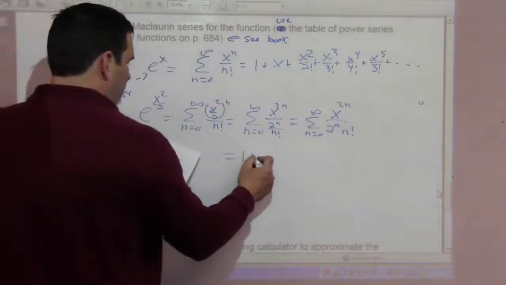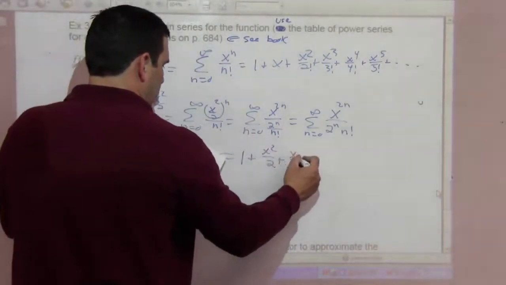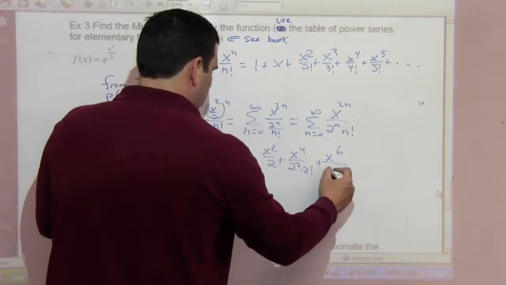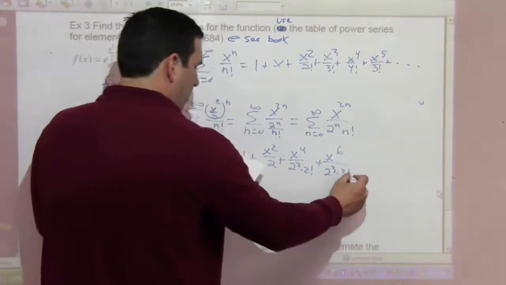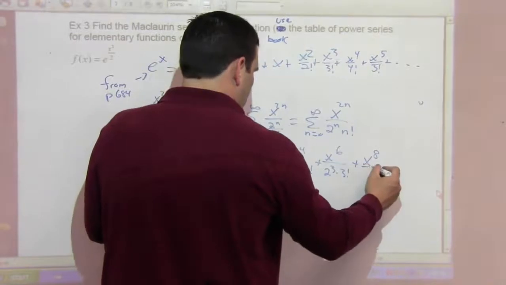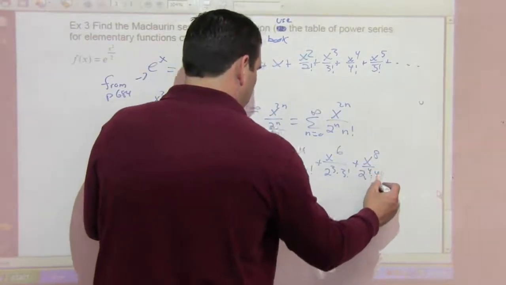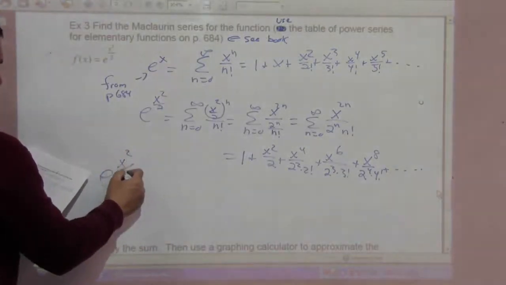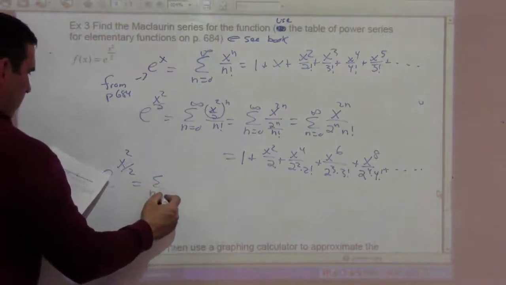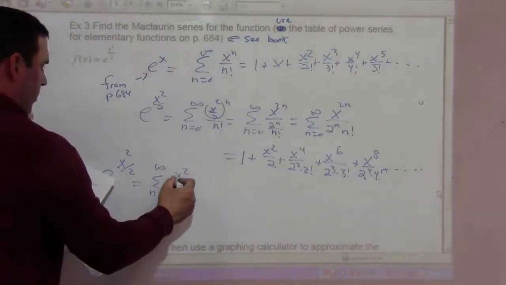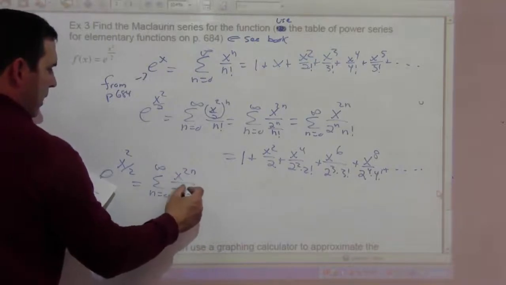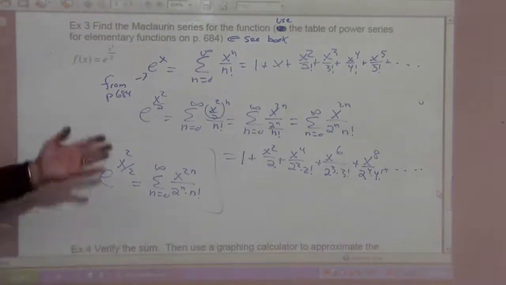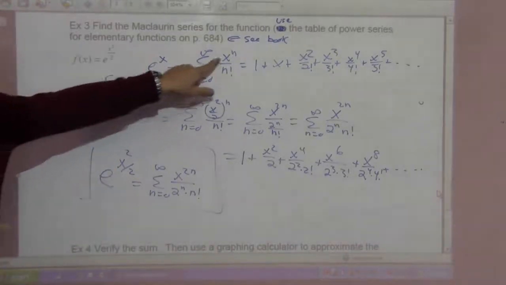And that would be 1 plus x squared over 2 plus x to the 4th over 2 squared times 2 factorial plus x to the 6th over 2 cubed times 3 factorial plus x to the 8th over 2 to the 4th times 4 factorial plus. So our series for e to the x squared over 2 is the sum as n goes from 0 to infinity of x to the 2n over 2 to the n times n factorial. There we go. And really the key to it was we put this x squared over 2 in place of this x.